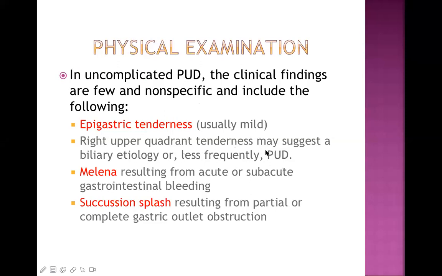Right upper quadrant tenderness may be present if a duodenal ulcer is there, or more commonly it is in case of gallbladder or biliary etiology, which is one of the important differential diagnoses of peptic ulcer disease. Gallbladder disease or biliary etiology.